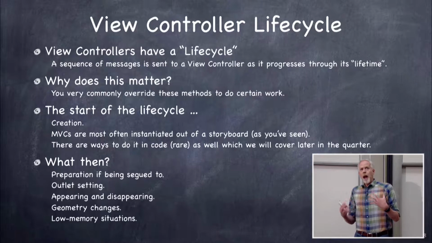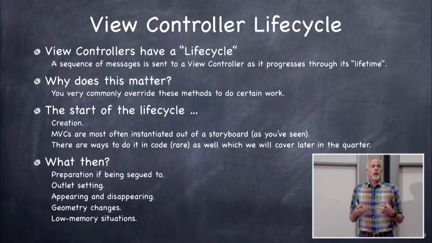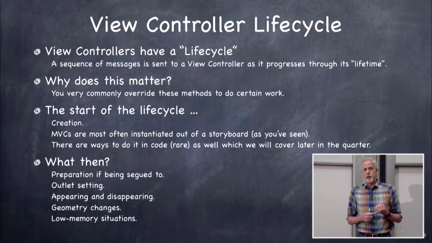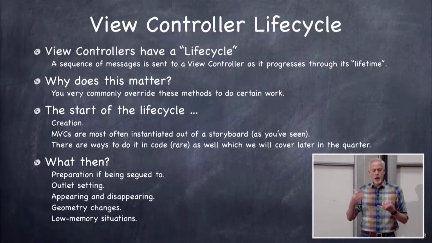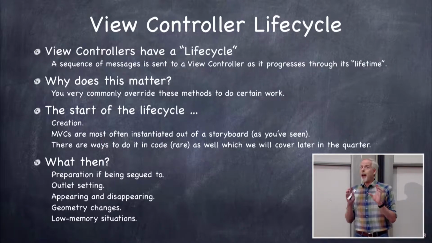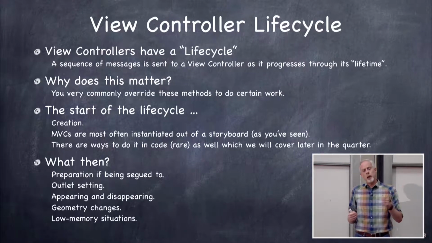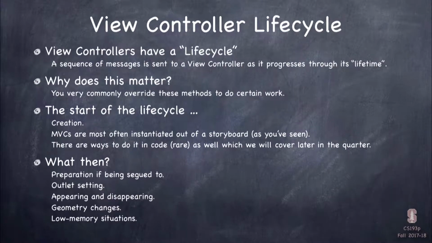But once it's created, what happens to it? And you've already actually learned a lot about the life cycle of a ViewController. Of course, the first thing that happens after it's created is that it gets prepared to be segued to. So if it's being put on screen because of a segue, the preparation part happens. Then, after that, importantly, the outlets get set. All your UI buttons and whatever, those connections get made. Then your ViewController appears and possibly disappears on screen. Imagine a split view in portrait mode. The master disappears and you can slide it out and then slide it away. So it's appearing and disappearing, for example.